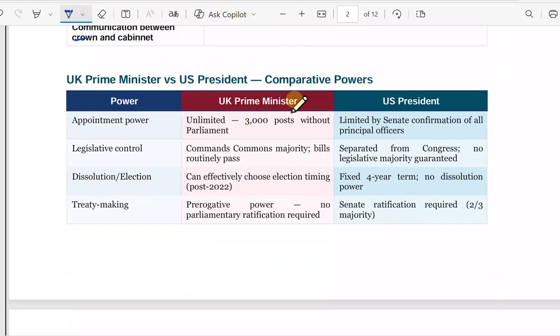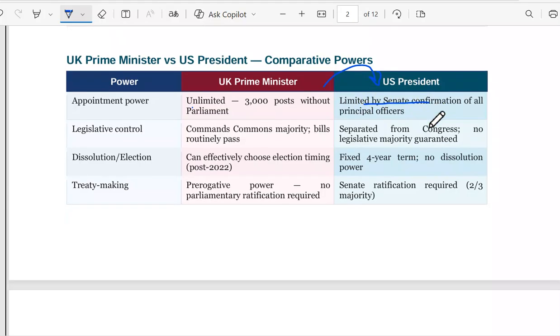I have made a comparison between the power of the UK Prime Minister and the US President because it is often asked in the paper. So, on the point of power: first of all, the UK Prime Minister is elected by the majority in the House, in the Parliament. The party that gets the most seats decides the Prime Minister. Next, in the US, the Senate gives the confirmation to the President.